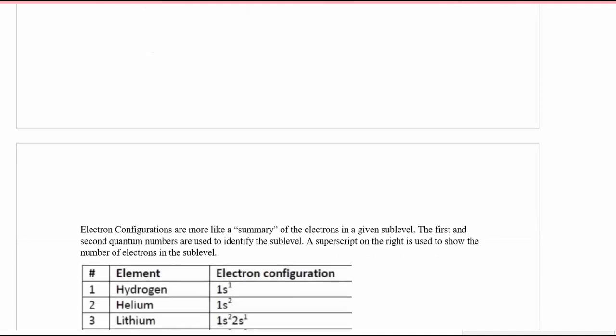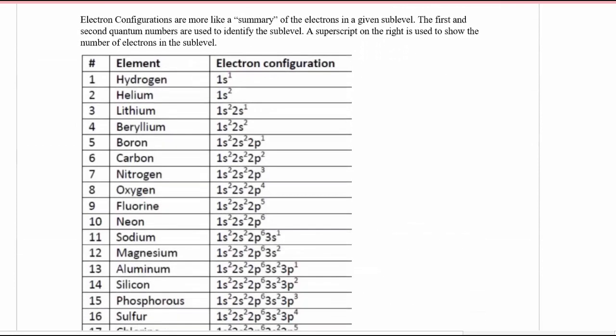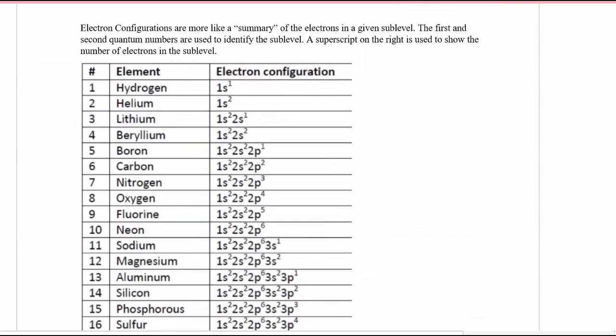The other way we do it is called electron configurations. I think of these as a summary of the sublevels. With an electron configuration, we're not mapping every electron. We're just saying these are the sublevels that have electrons in them, and then we use a superscript to say how many electrons are in a given sublevel.